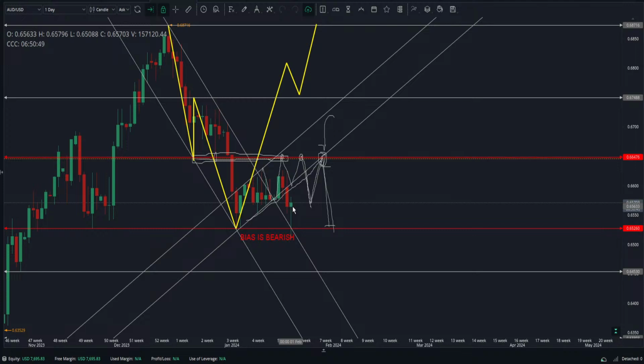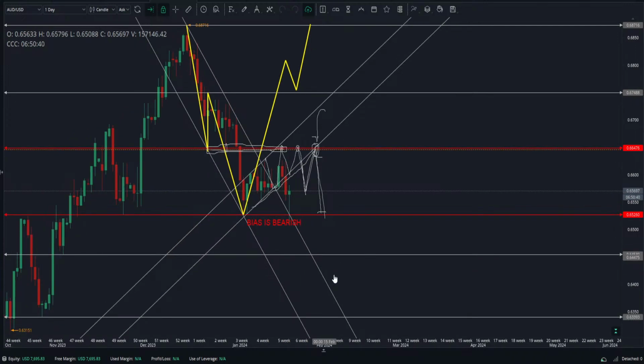I must say, do not be very upset with this bullish pin bar, because I'm still expecting a bearish down move from here. So the bias is still bearish anyway, and we are expecting the price to go back towards 0.6453 very soon in this market. The resistance being 0.6647 and the support being 0.6453.